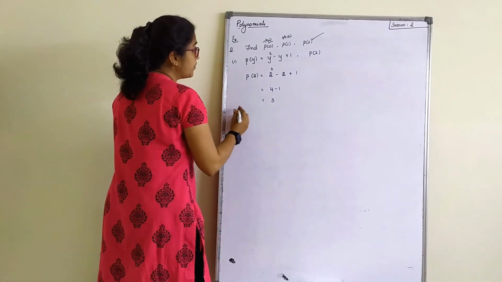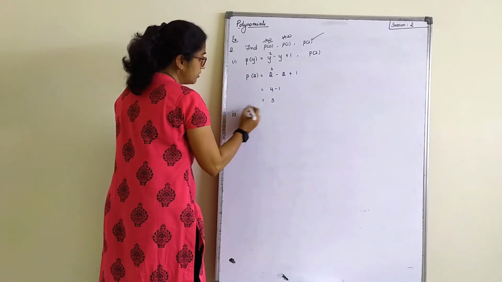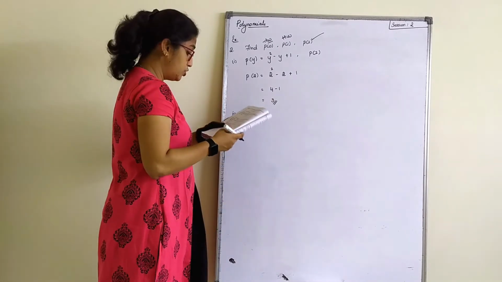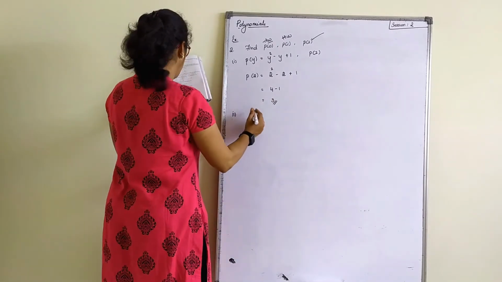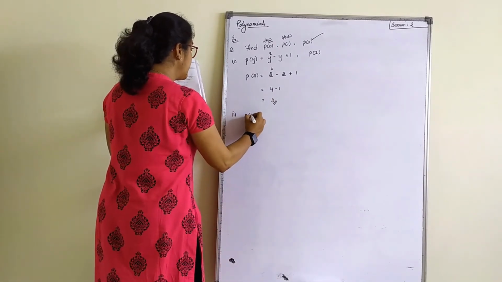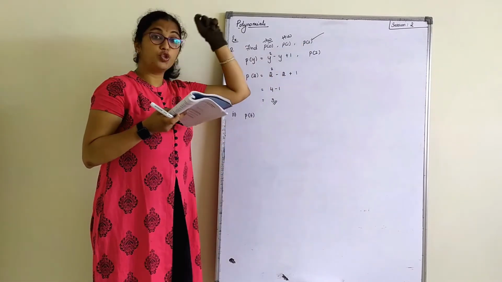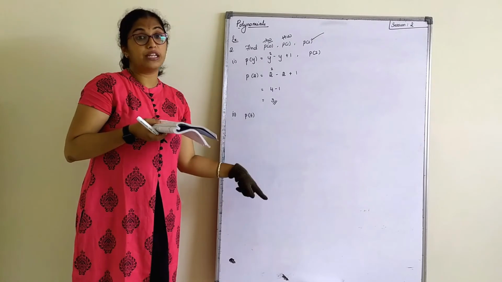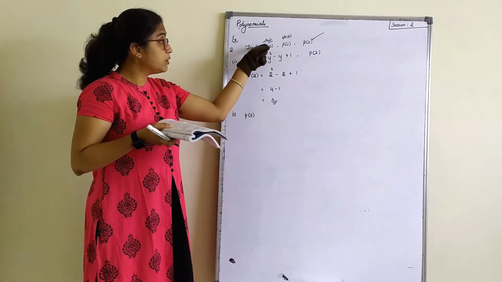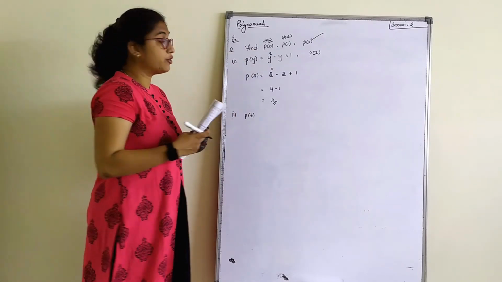Let's go for the next one. So this is the answer. So the next equation we have to write is P of t. See here, they have given you 4 equations. P of 2 we have to find for all 4 equations, right? You will do that for P of 0 and P of 1.